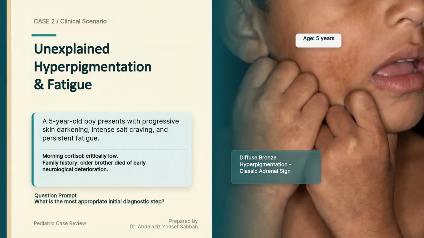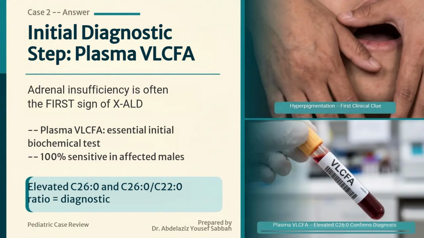The most appropriate initial diagnostic step is to measure plasma very long-chain fatty acids. Adrenal insufficiency is very often the first sign of X-linked adrenoleukodystrophy, sometimes appearing years before any neurological symptoms. Plasma very long-chain fatty acids are the essential initial biochemical test, and this test is essentially 100% sensitive in affected males. The diagnostic pattern is an elevated C26 fatty acid level together with an elevated ratio of the C26 to the C22 fatty acid. So in any boy with unexplained primary adrenal insufficiency, especially with a suggestive family history, very long-chain fatty acids should be checked.